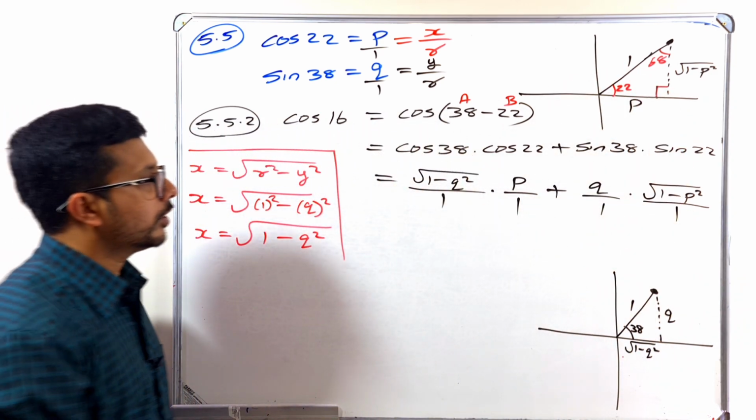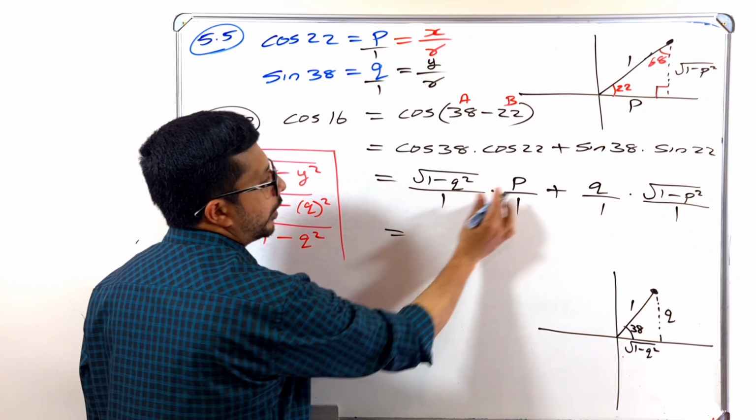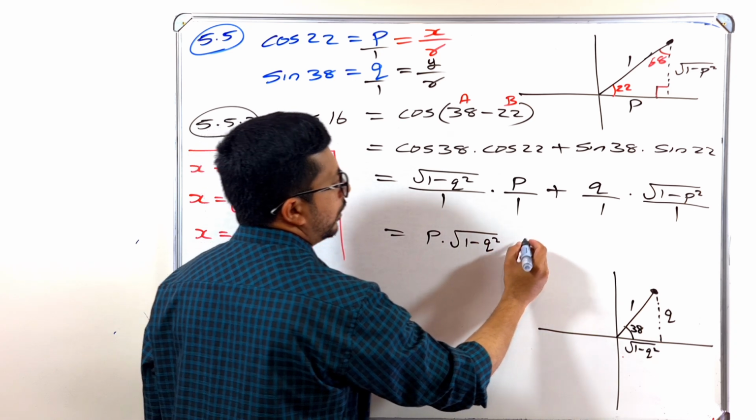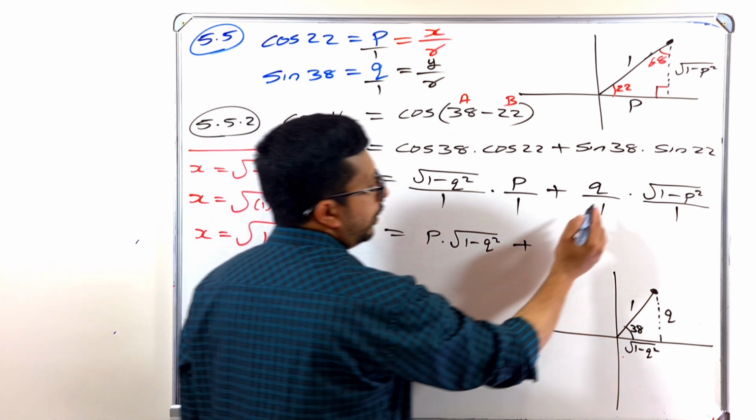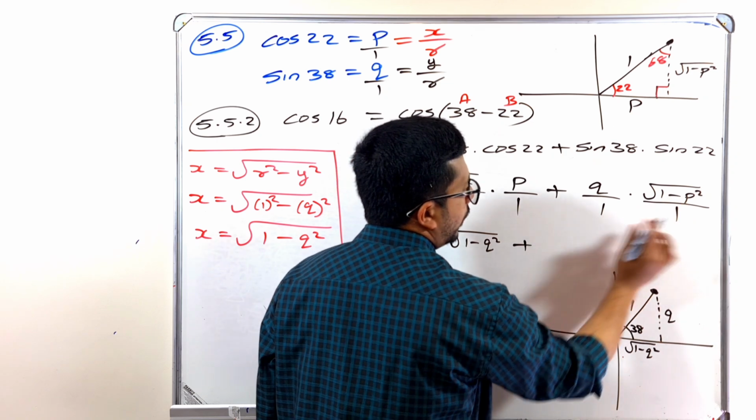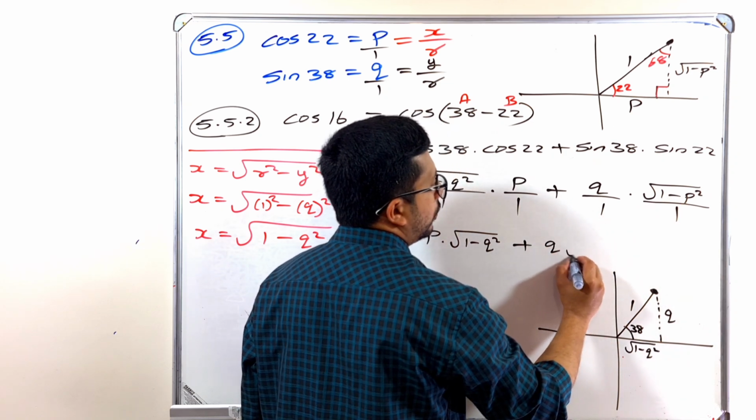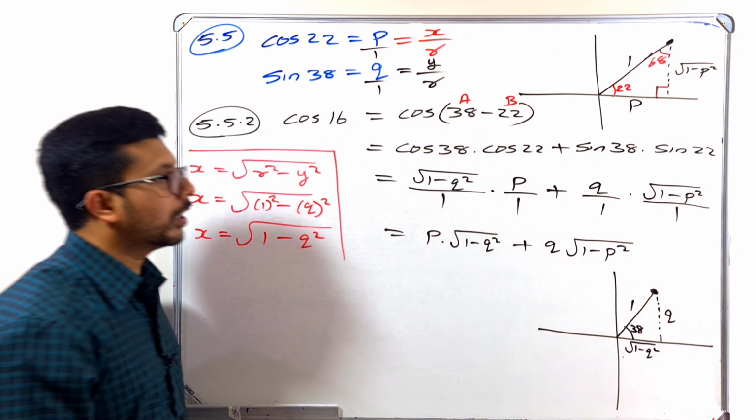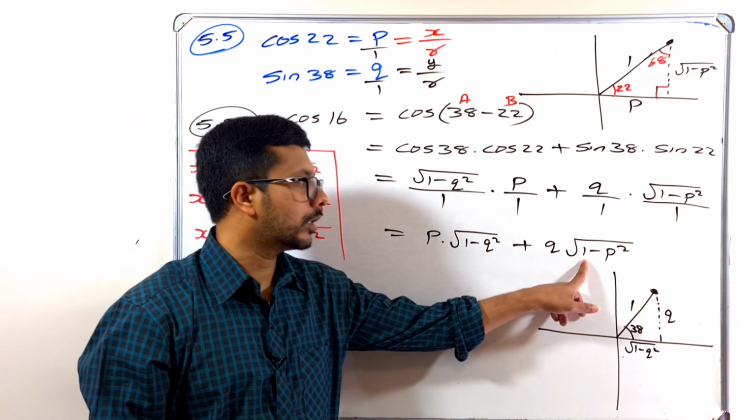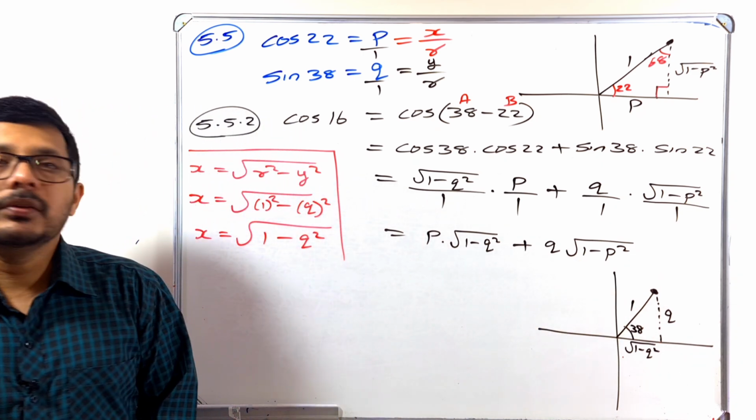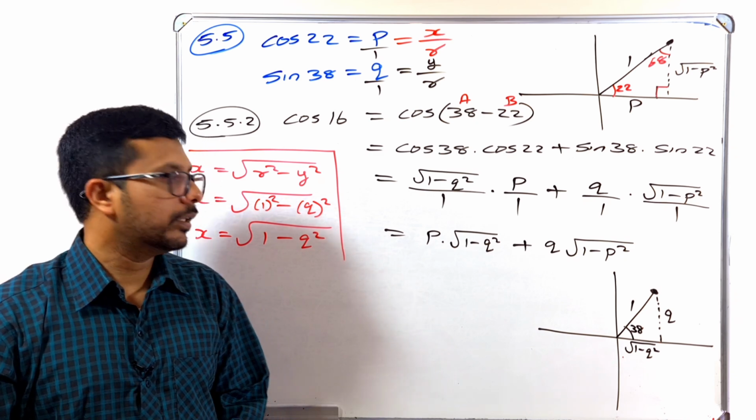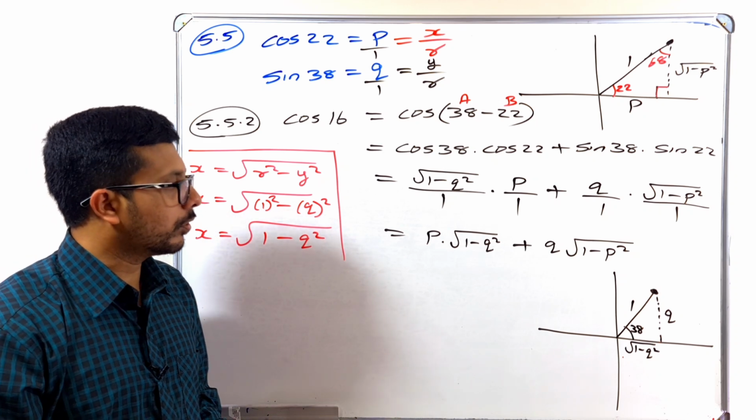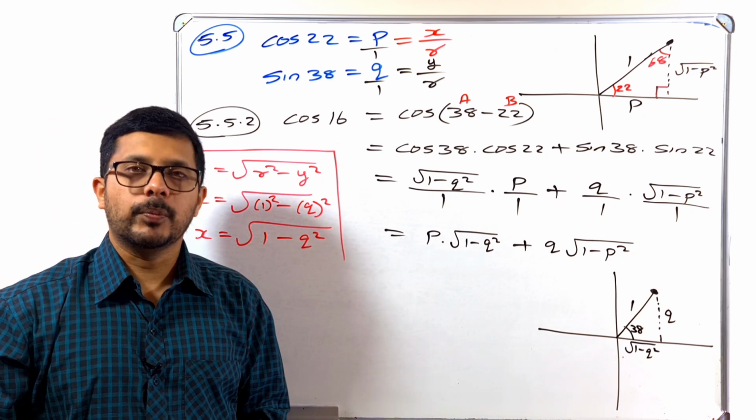Now multiply this one. 1 into 1 is 1, and in the numerator p into root of 1 minus q squared, plus q into root of 1 minus p squared. You can't take a common factor because this is 1 minus q squared and this is 1 minus p squared. So anyway, you got the answer in terms of p and q. The answer is p into root of 1 minus q squared plus q into root of 1 minus p squared.